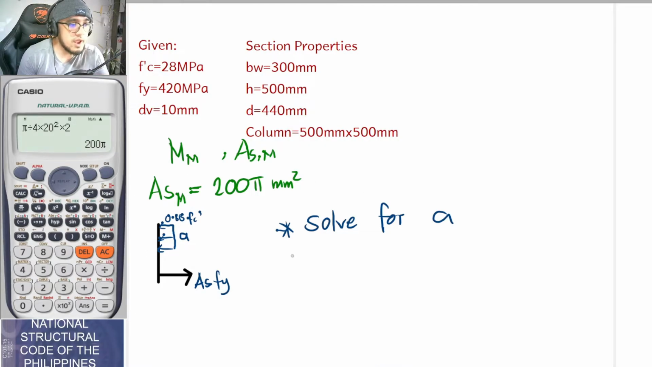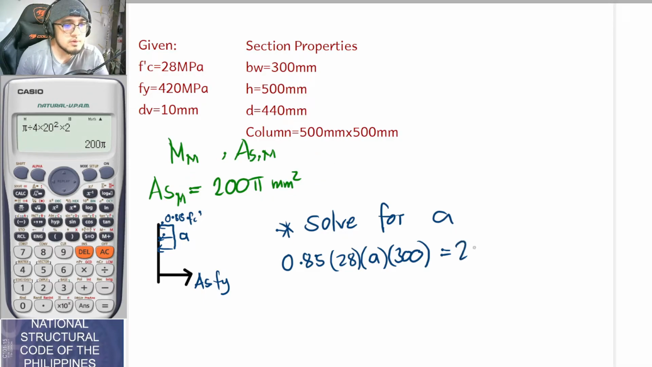So solve for a, and that is to be 0.85 f'c times a times b. What is to be our b? That is to be 300 mm. So 0.85 f'c ab is to be equal to AsFy. Our As is to be 200 pi, so 200 pi times Fy, and our Fy is to be 420.